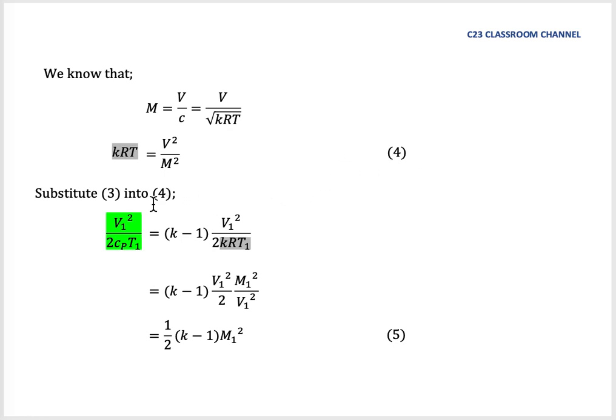Then we substitute KRT in equation number 3 with this term. Then we have K minus 1 times V1 squared over 2, times M1 squared over V1 squared. Then we can simplify this one as 1 over 2 times K minus 1 times M1 squared. We state this equation as equation number 5.